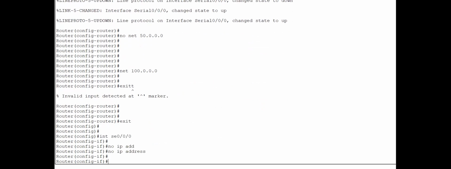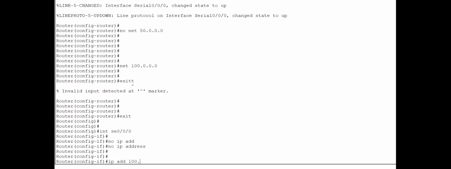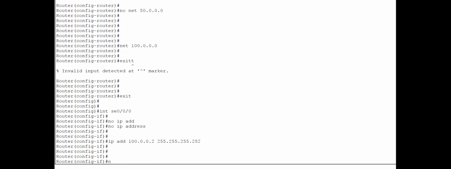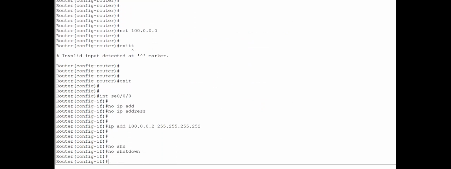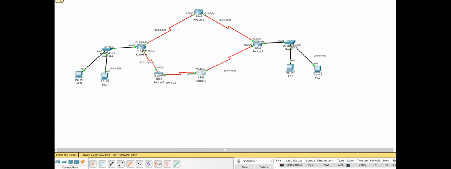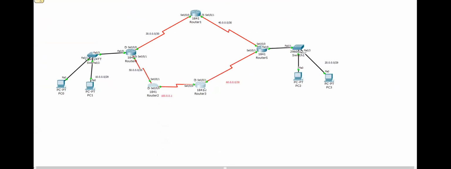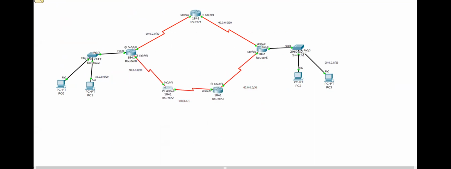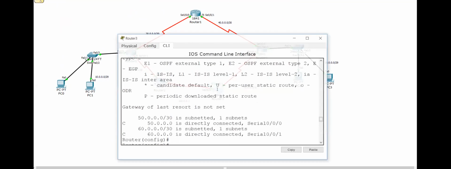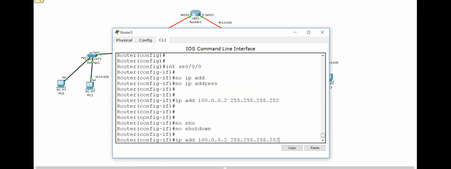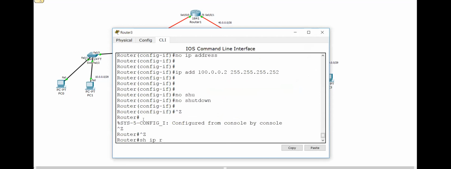Exit. On this router, on serial 0/0, firstly I have to put no IP address, and now I'm using IP address 100.0.0.2 here, like I have chosen a new range, because I have added the new router in this. Okay, now this router is already configured with routing. Wait. Show IP route.